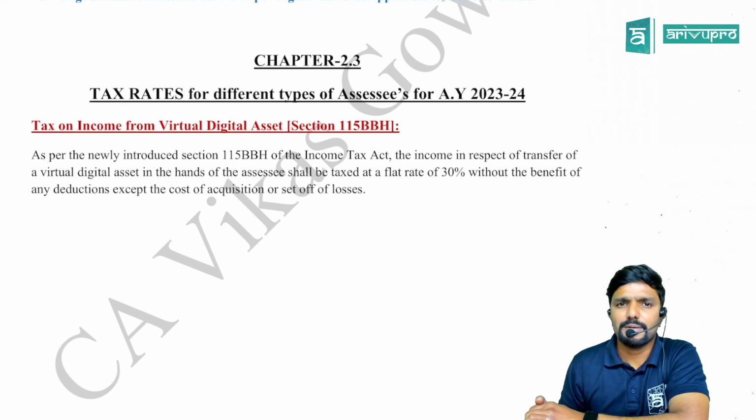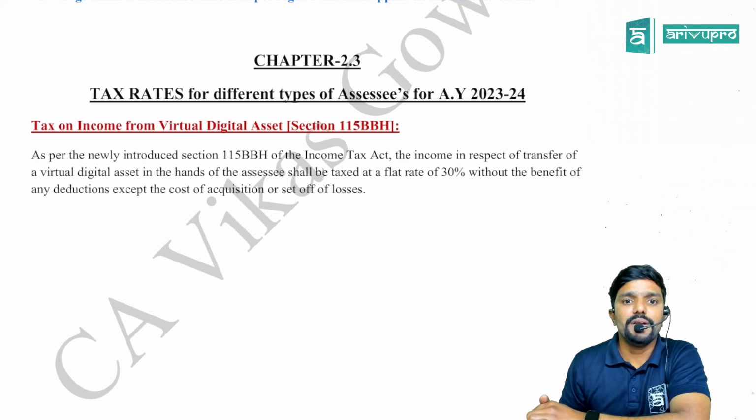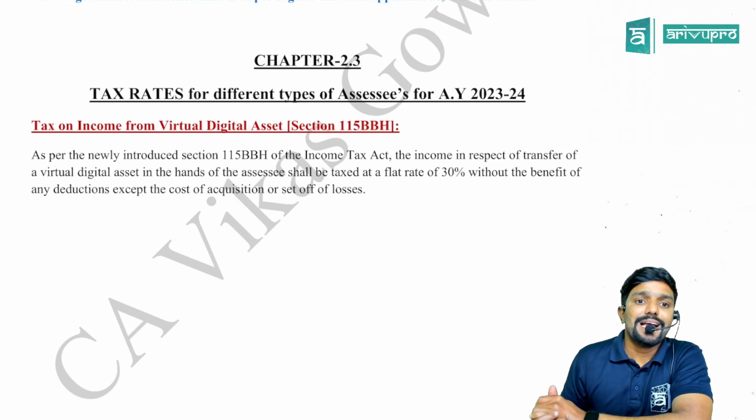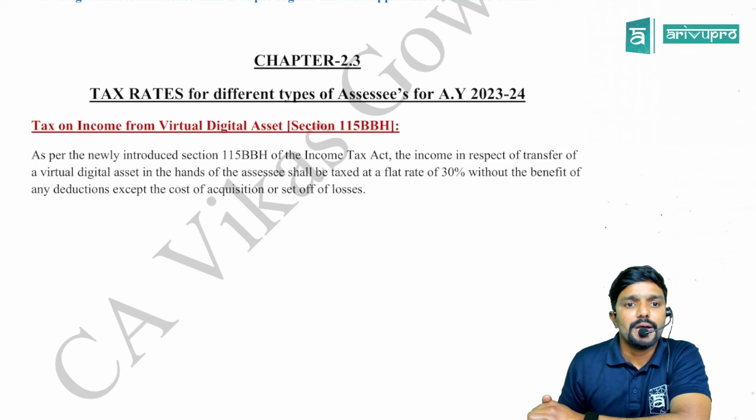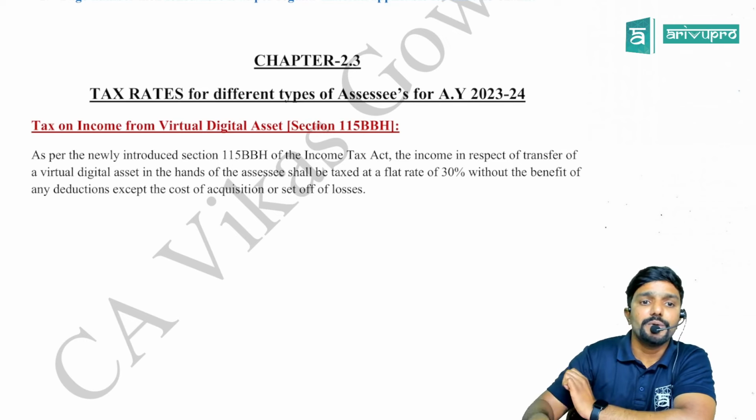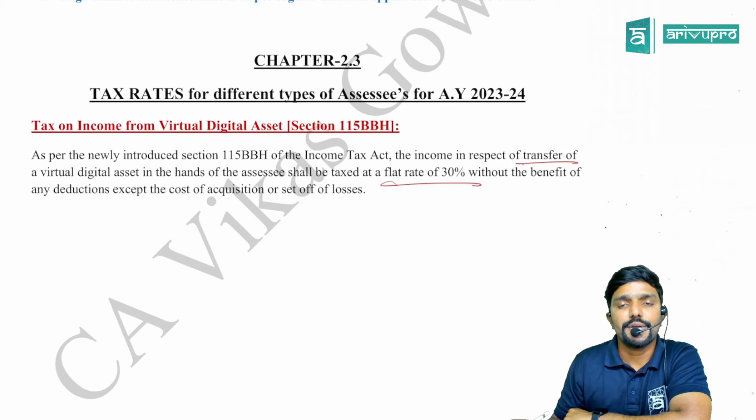We already have some special incomes like capital gains, then 115B, BB, all of which talk about special incomes. Now they have introduced one more section called 115BBH. What is it? Tax on income from virtual digital asset. Virtual digital asset here is nothing but cryptocurrencies. As per the newly introduced section 115BBH of the Income Tax Act, the income in respect of transfer of, that is, if you have sold, the virtual digital asset in the hands of the assessee shall be taxed at a flat rate of 30%, without the benefit of any deductions except the cost of acquisition, or set off of losses.